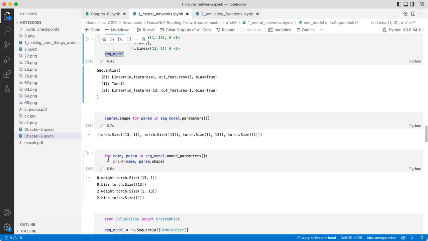So here we're just printing based on the names of the parameters that we have. Here we print the parameters and the nature. So we can see we have for the input.